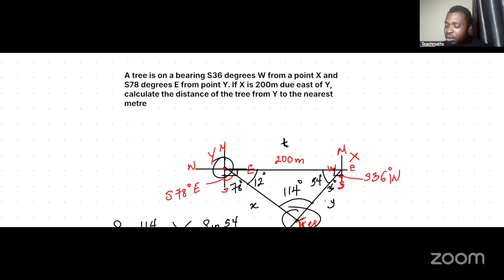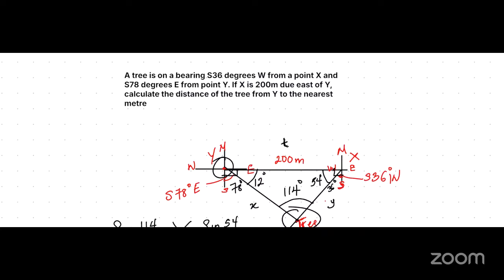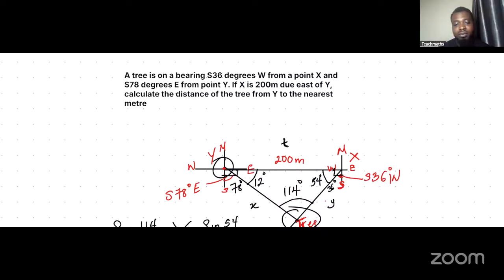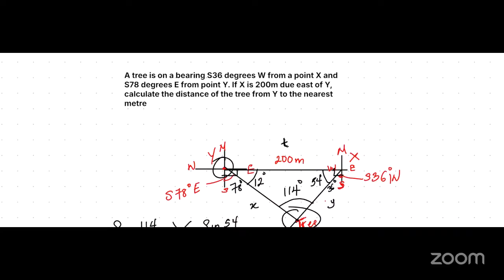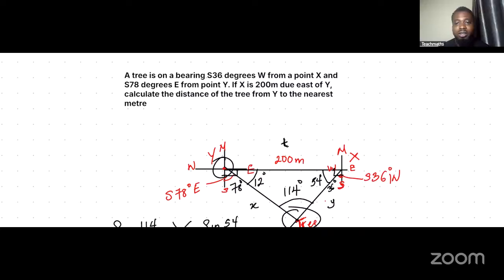So that's it. The distance between the tree. So I guess it's simple, right? No. It's not simple. Sorry. So let me know once you're done writing.